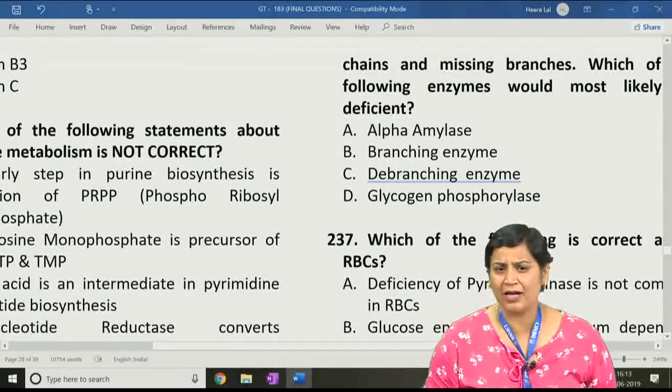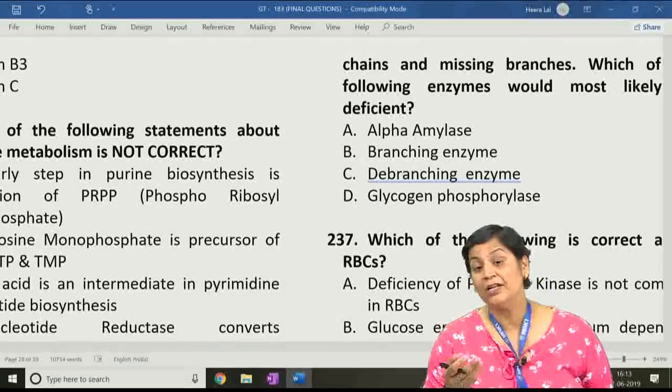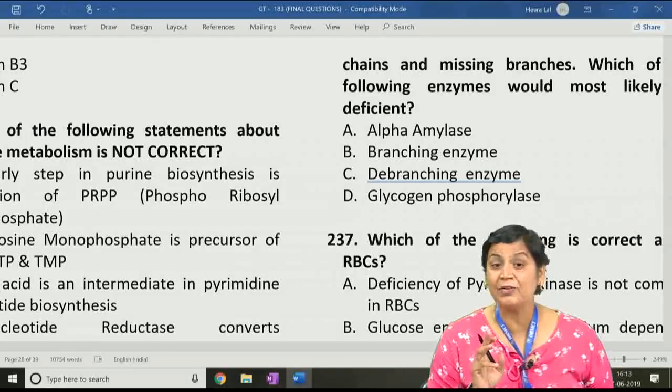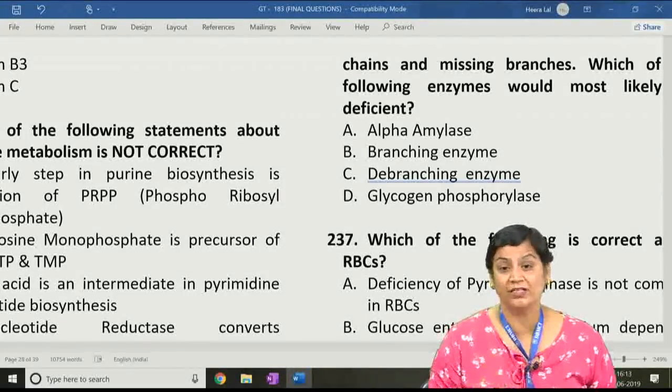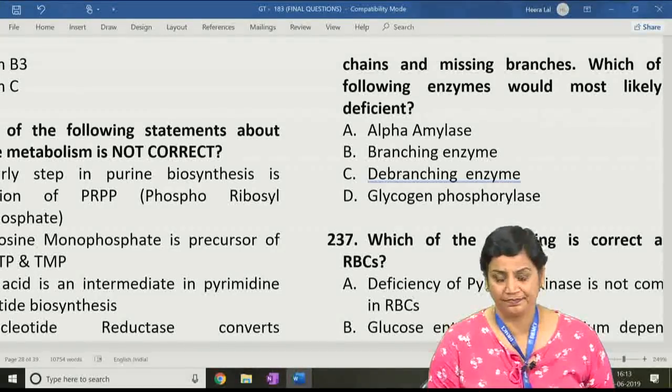If you talk about alpha amylase, it has nothing to do with glycogenesis. Debranching enzyme is of glycogenolysis. Glycogen phosphorylase is the rate limiting enzyme of glycogenolysis. So the answer to this question is branching enzyme.